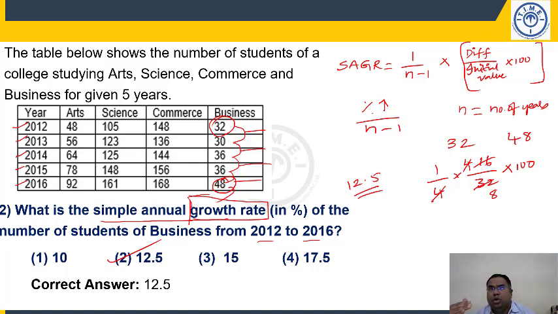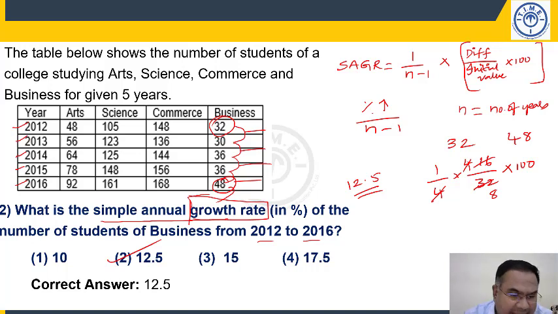Simple annual growth rate. Growth rate is nothing but, if it is increasing, we will find the percentage increase. So the percentage increase is divided not by the number of years, it should be the number of years minus 1. Because if there are 5 years, there are 4 growth periods. If there are 6 years, there will be 5 growth periods. If there are 100 years, there will be 99 growth periods. So for n years, you should divide by n minus 1. Right, students? Clear all of you? Let's move to the next question then.